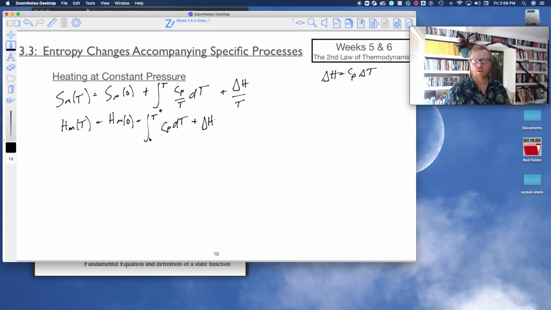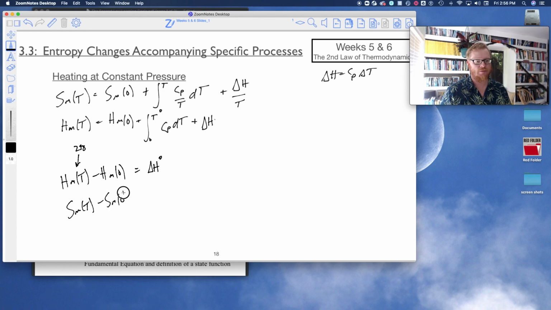What is next? Okay. Again, I'll note that H_m(T) minus H_m(0) would give us delta H, and specifically if T was equal to 298, then that gives us the standard change in enthalpy. Similarly, when we look at this and T is 298, we can call this delta S standard. I'll put M for molar, standard.